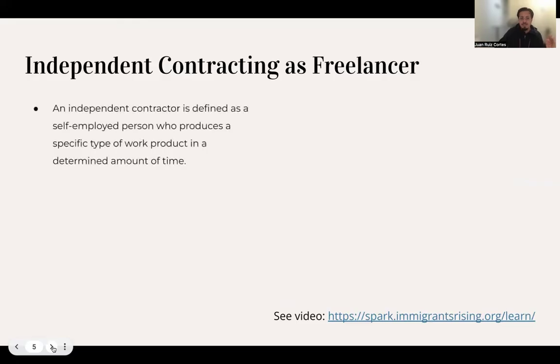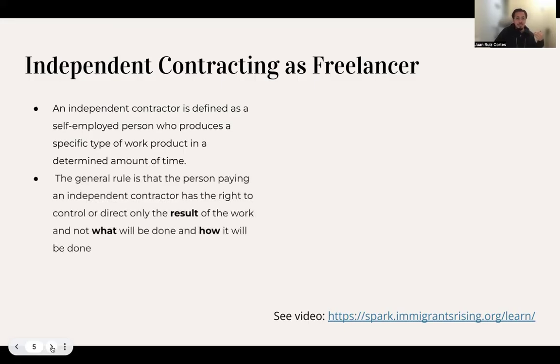Independent contracting as a freelancer. You can visit a lot of the information that I provide you here and some of the links that you'll see through the presentation. This one precisely comes from the Immigrants Rising website. They created Spark Rising, which is solely focused on entrepreneurship. I'll talk more about that in a second. So, an independent contractor is defined as a self-employed person who produces a specific type of work or product. So, it can be a service or a product in a determined amount of time.